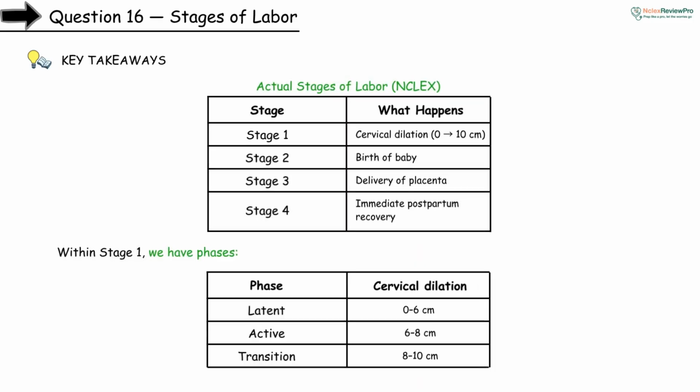So the key takeaway here is this. Labor is divided into stages, where stage 1 involves cervical dilation from 0 to 10 centimeters, progressing through latent, active, and transition phases. Stage 2 begins with full dilation and is marked by the urge to push and delivery of the baby, and stage 3 involves delivery of the placenta, and recognizing key cues like rectal pressure versus urge to push helps you accurately identify the correct stage on the NCLEX. Now let's continue building on this as we move into fetal monitoring and labor assessment.